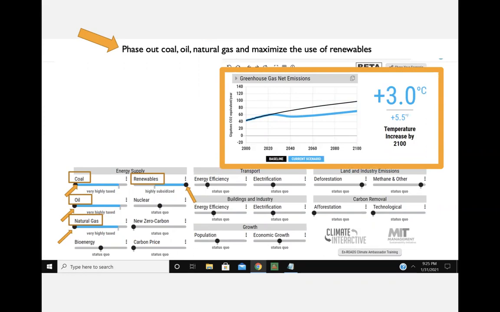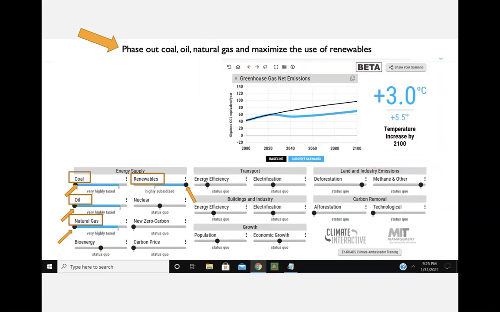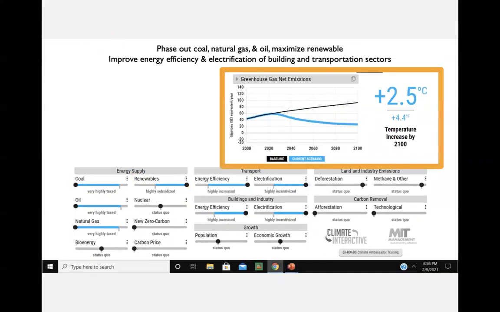We wanted 1.5. So let's add high incentives for pedestrian, bicycle, and public transport, and increase car, truck, shipping, air travel, train, and bus efficiency, and highly incentivize the purchases of electric vehicles. And then we improve energy efficiency and electrification for buildings. With all of that, we get to 2.5 degrees, which is still not enough. We want 1.5.